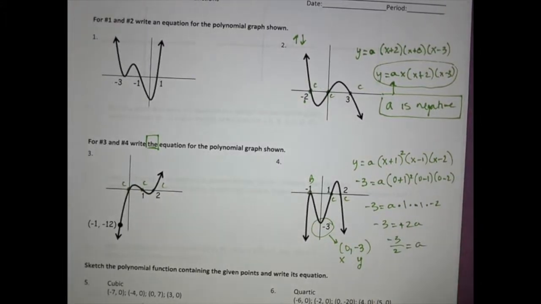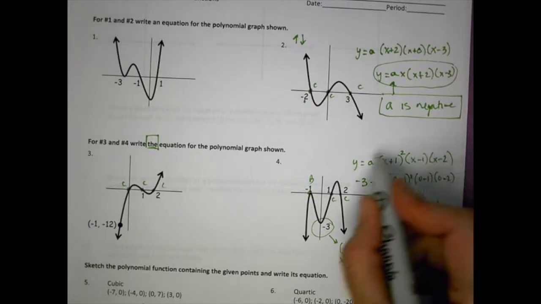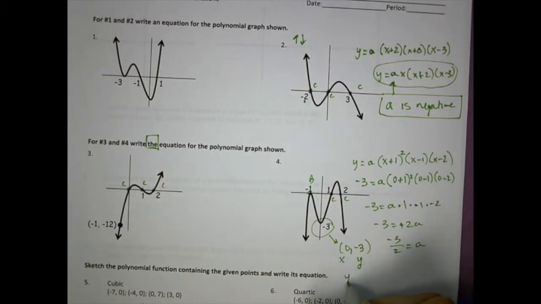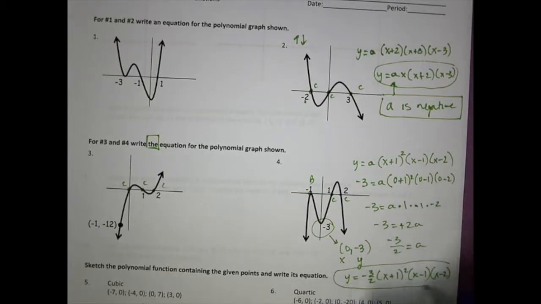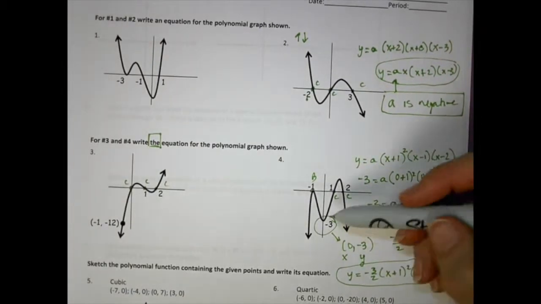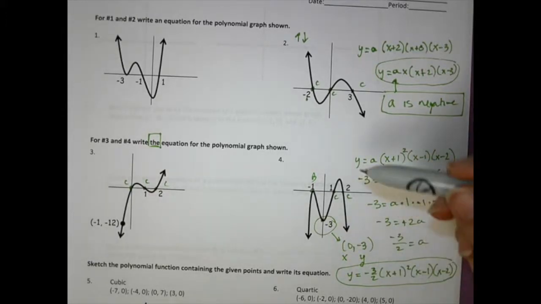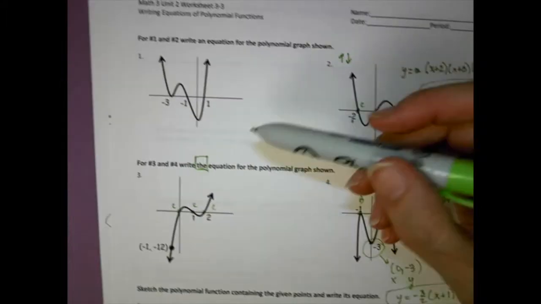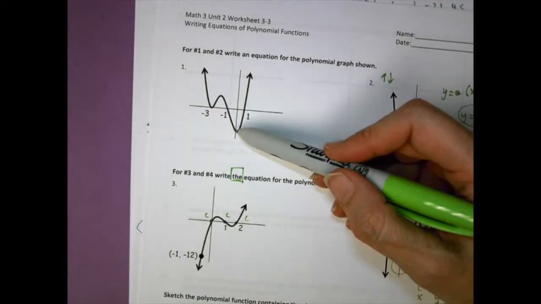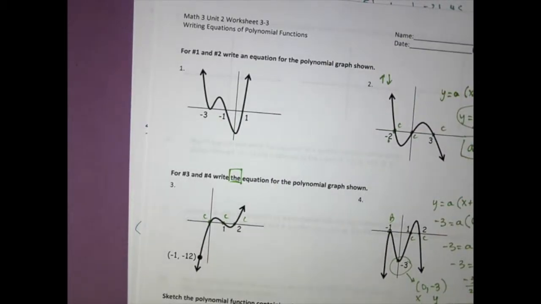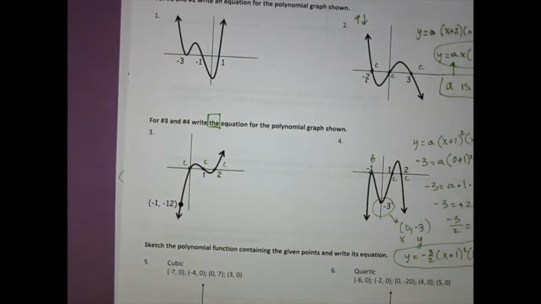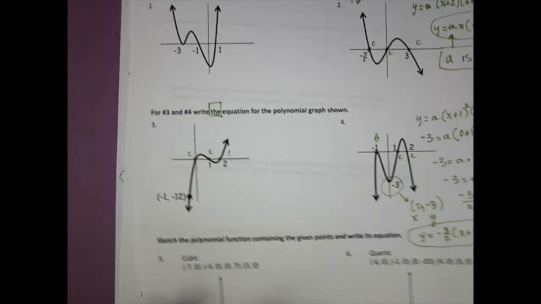My answer to this problem then will be this equation with the negative 3/2 there. Y equals negative 3/2 times (x plus 1) squared times (x minus 1) times (x minus 2). This is the correct equation for this graph. So that y-intercept being exact lets me figure out what A would be. This one up here, where there is no y-intercept, leaves it kind of open. I'm not exactly sure what A was. All right, so that's what's going on in this one of writing equations.